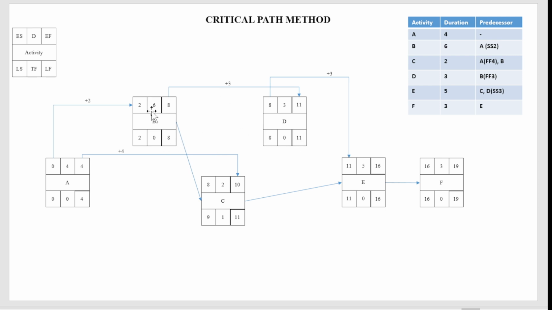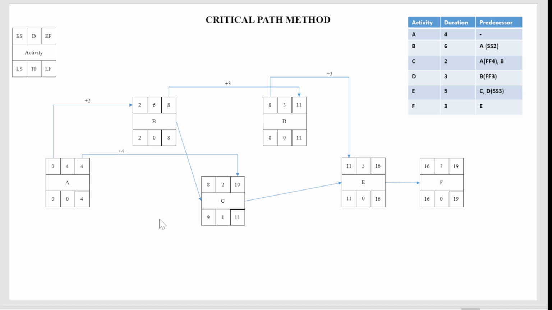Another propagation will be from C, but since you have 9, if you transfer 9 over here, 9 or 8, the 8 is the least one, right? So that is why we need to consider 8. We need to take the least among them. So 8 will be written. 8 minus 8 is 0. So 8 minus 6 will be 2. 2 minus 2 is 0.